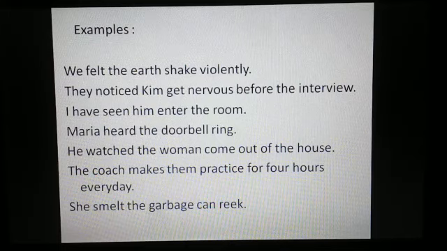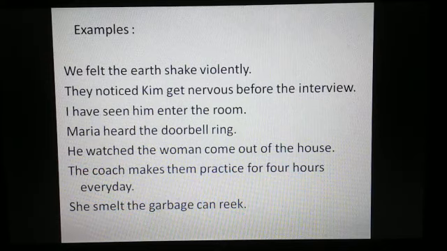The coach makes them practice for 4 hours every day. The coach is the subject. Makes is the first form of make. Them is the object. Practice is the base form of the verb or the bare infinitive. For 4 hours every day is a prepositional phrase.